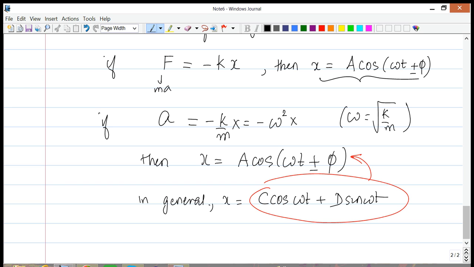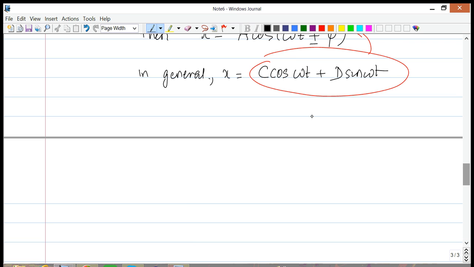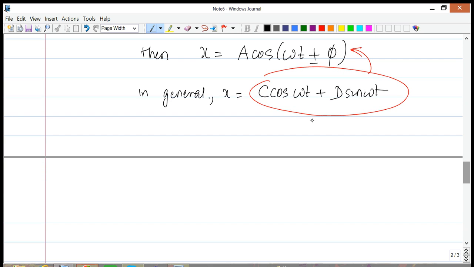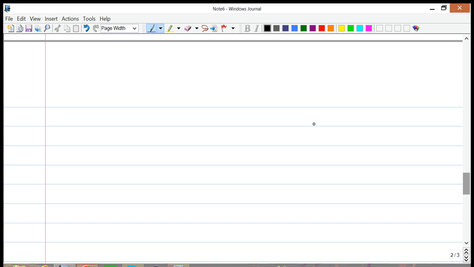Now before we move on, let's also look at something here. Since we've already written this a cosine omega t plus or minus phi, let us look, very quickly, at how we can obtain the time period from this.